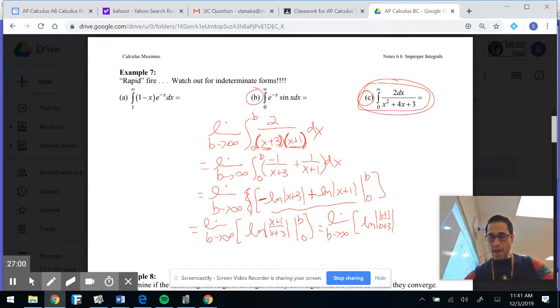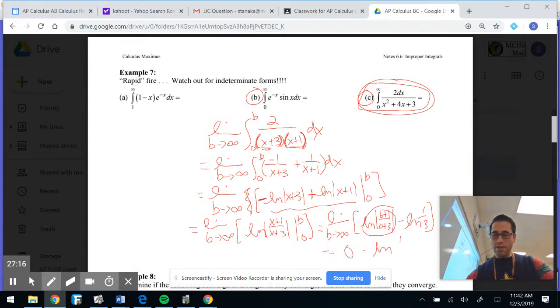Because all I have to do now is plug in the 0. And if I plug in the 0, I get the natural log of 1/3, right, class? And then, like I said already, that's infinity over infinity, which would be the natural log of 1, which would be 0, minus the natural log of 1/3.